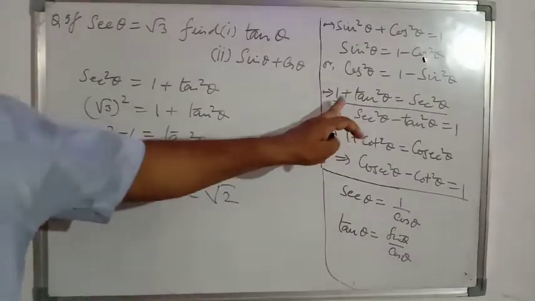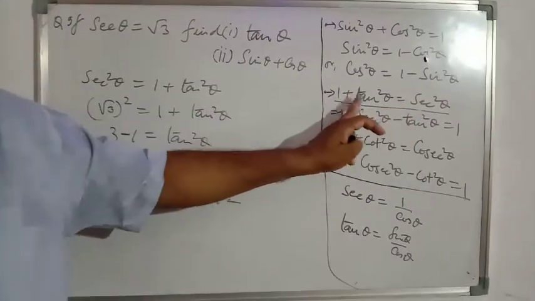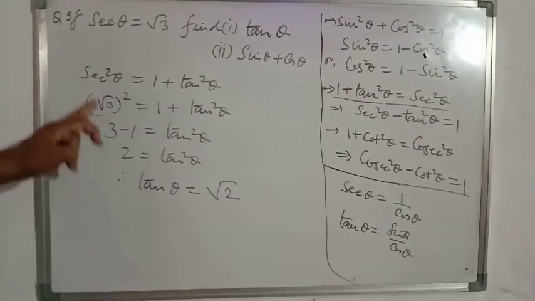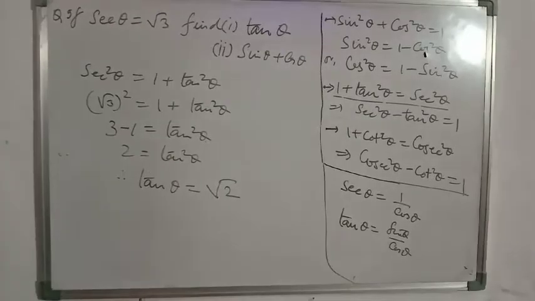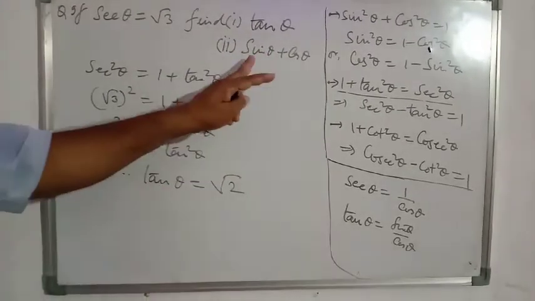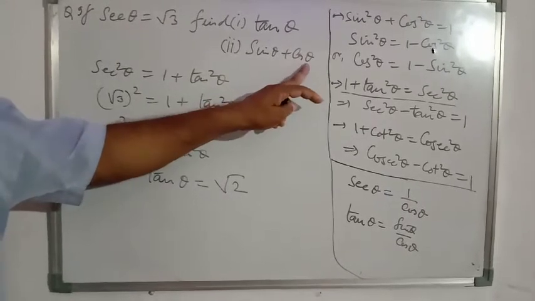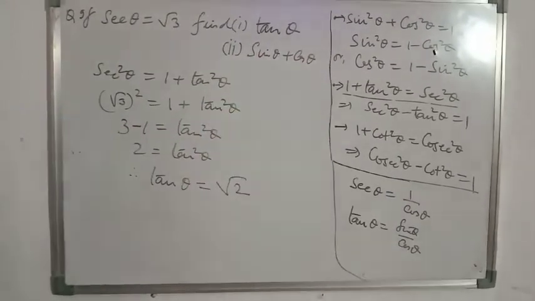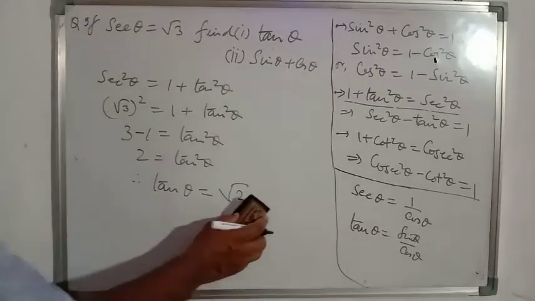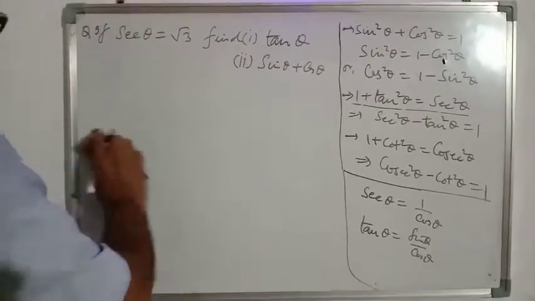So we can use this trigonometrical identity: 1 plus tan square is equal to sec square. Put the value of sec, and we can get the value of tan. So first part, the value of tan theta is root 2. Now we have to find the value of sin theta and cos theta, to find sin plus cos. See the second part.